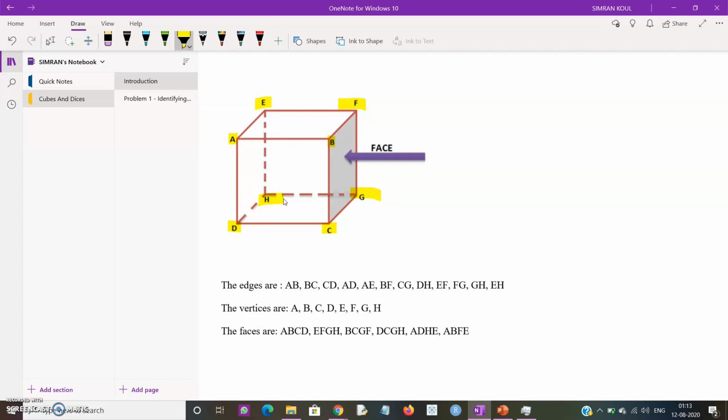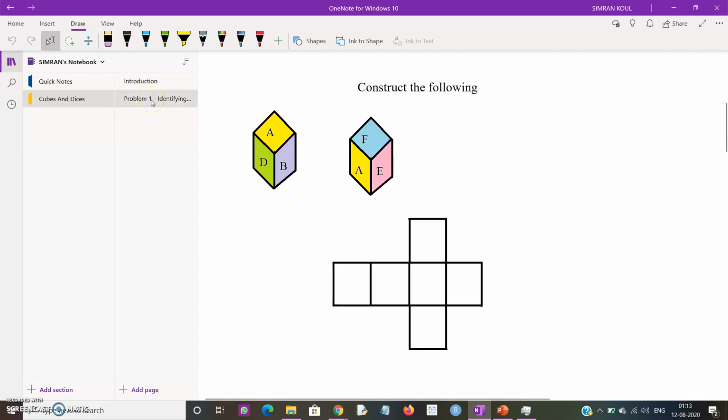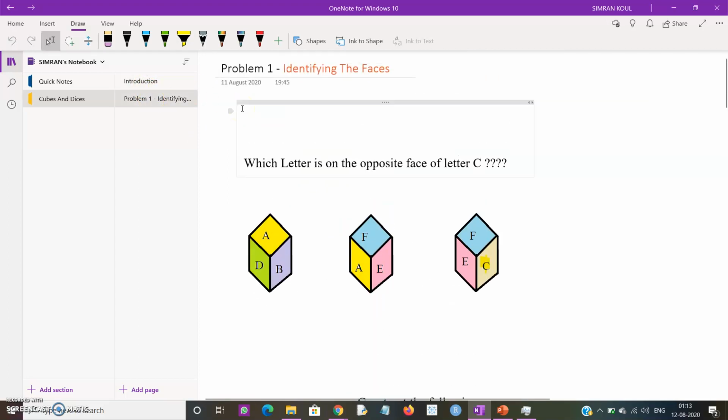So let's move to our problem 1, which is about identifying the faces, the most important topic in cubes and dices. Let's see what our problem statement says. It says, which letter is on the opposite face of letter C? Here you can see 3 figures, each figure containing 3 faces. The first figure has A, B, D, the second F, E, A, and the third F, C, E.